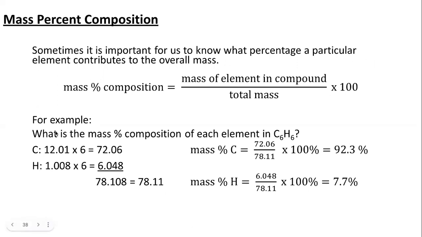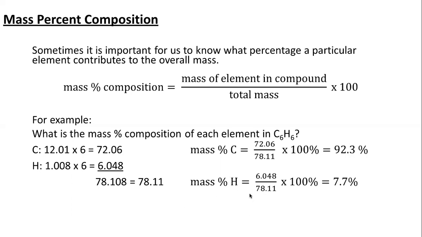So for example, in this C6H6 molecule, we have 6 carbons that equal 72.06. We have 6 hydrogens that equal 6.048 for a combined molecular mass of 78.108 or 78.11. If we want to know how much of that mass is due to carbon, we take 72.06 and divide it by the total, which is 78.11, times 100, which is 92.3%.